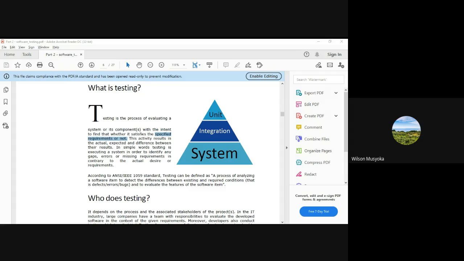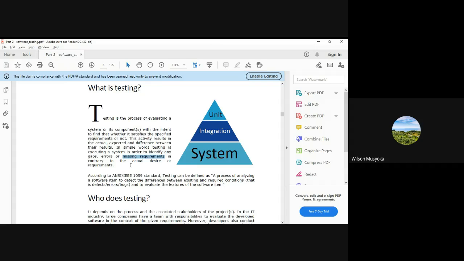So in simple words, we are saying that it is executing the system in order to identify if there are any gaps. That is why we were saying the second role is to check for any errors, and then you correct those errors. And once you correct them, you fix them. So we are saying it also checks if there are any missing requirements. That is why we are talking about either to identify any gap or to check for any error. And once you have checked for the error, you also check if there are missing requirements.